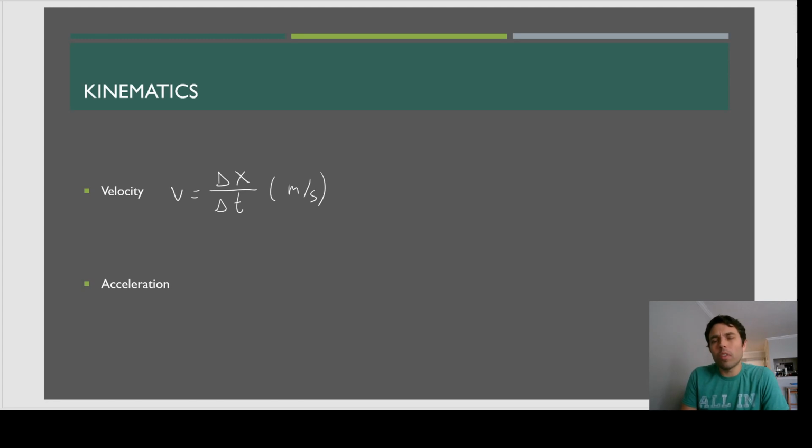Now, we're going to start off talking about one-dimensional motion and two-dimensional motion today. If you're talking about one-dimensional motion, you can only go one of two directions, positive or negative. So remember that negative sign doesn't mean it's like a small number. It means that it's just going in the negative direction.